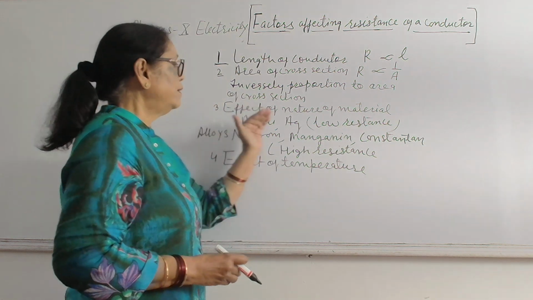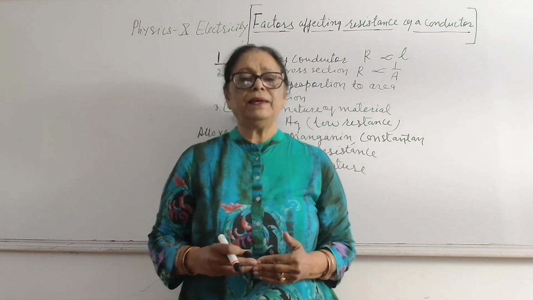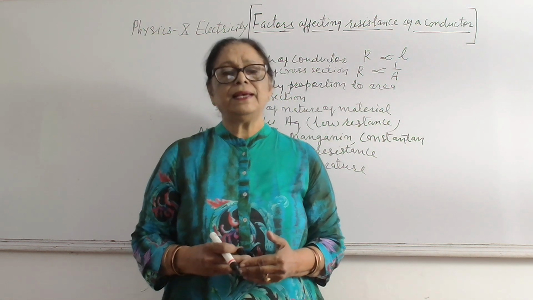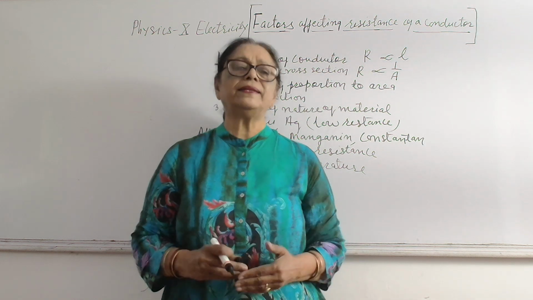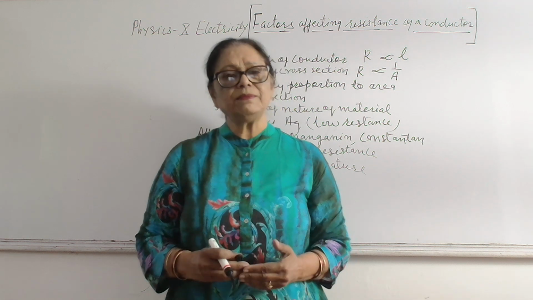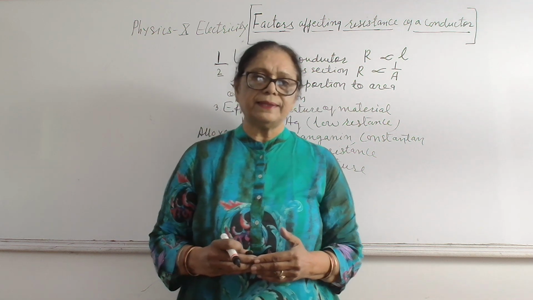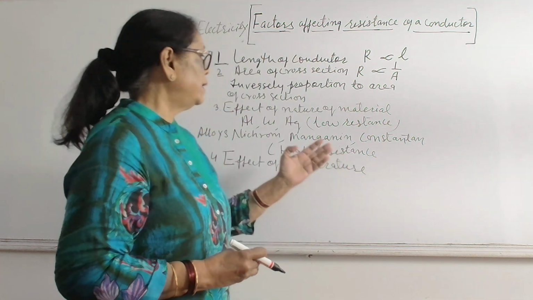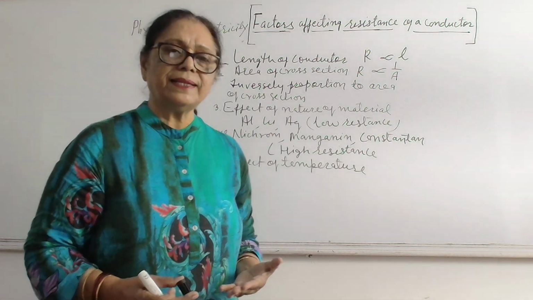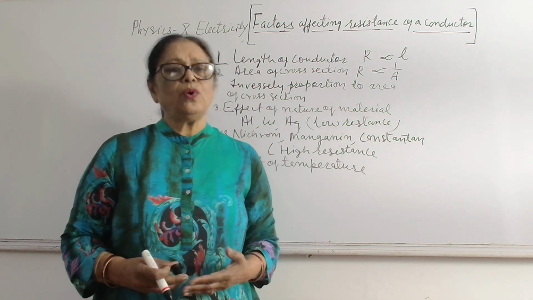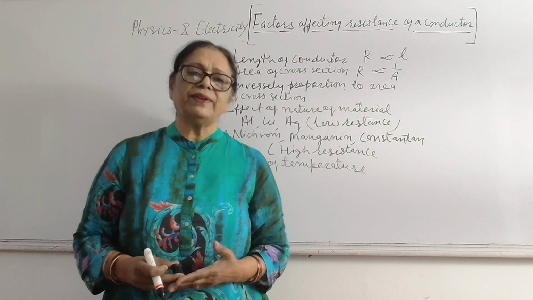Next है point effect of nature of material. Nature of material, it affects the resistance. There are some substances which are having naturally high resistance, and there are some substances which are having naturally very low resistances. Normally all the metals like aluminium, copper, silver, they are having very low resistance in a natural way, so they are very good conductors of electricity.